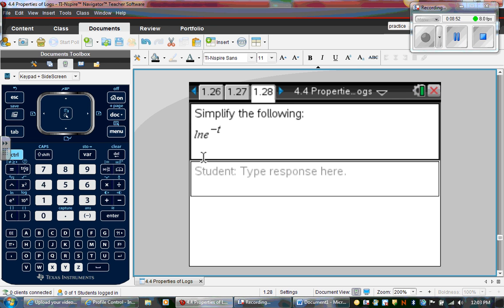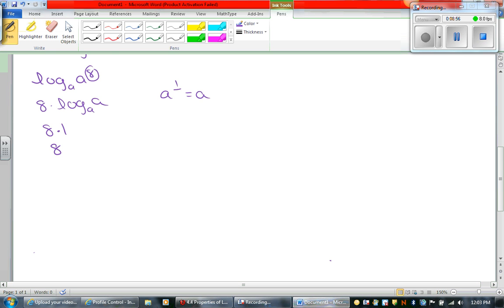Okay, simplify the following. Ln of e to the negative t. Okay? Remember, the base of the natural log is e. We just don't write it. So this is essentially the same thing. We've got ln of e to the negative t, and I'm left with negative t.